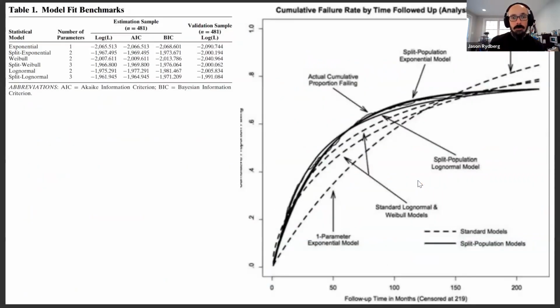So what they do in their analysis is they compare different parametric distributions, so exponential, Weibull, log normal, and compare them to their split population variants: split population exponential, split population Weibull. They compare them on the basis of different criteria, right? And essentially what they're highlighting is that it doesn't actually look like the split ones work super well in this case, but they're investigating whether or not they're useful.